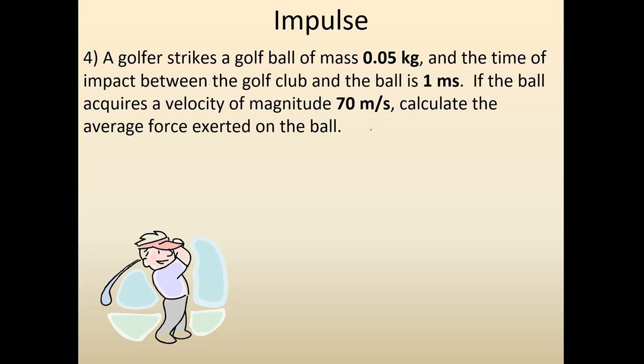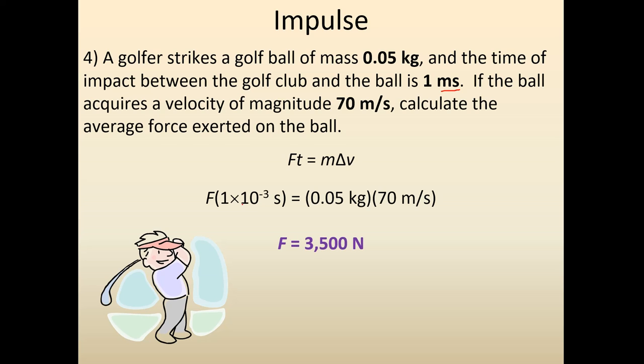All right. So for here, since I'm looking for the average force, I'm going to use Ft equals m delta v. Again, if you wanted to use the F net equals ma equation, no one's going to stop you. Plug the numbers in. Make sure that you convert the milliseconds into seconds by multiplying by 10 to the negative 3. And you end up getting 3,500 newtons.